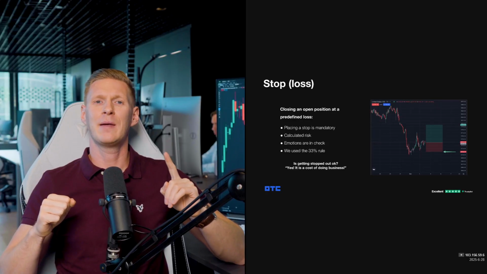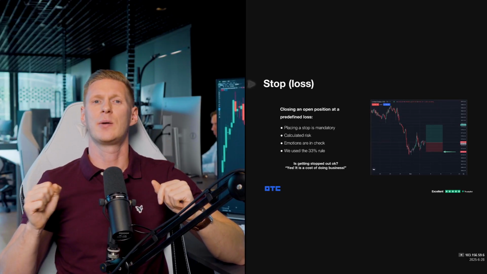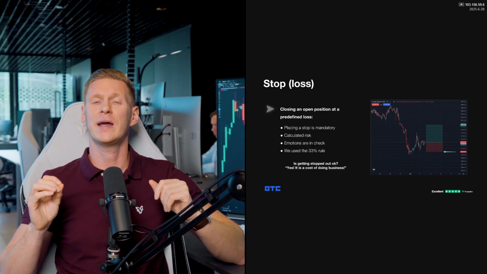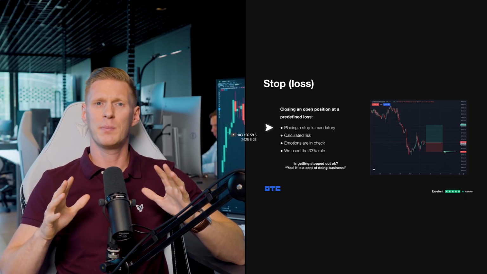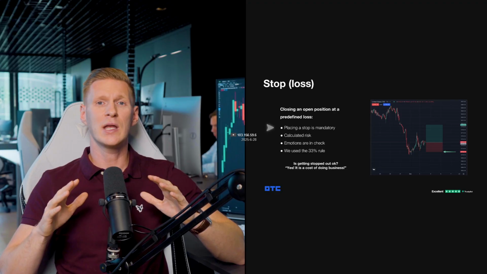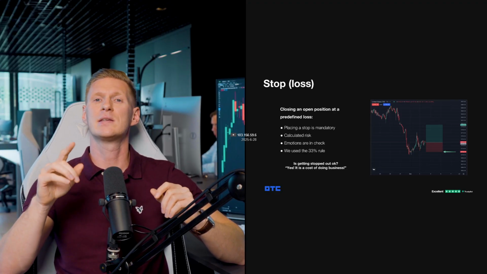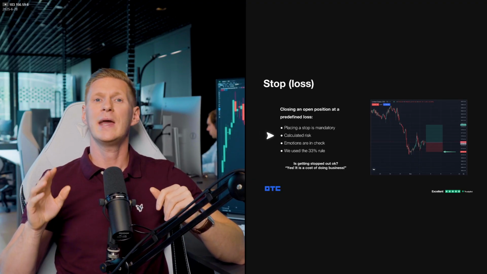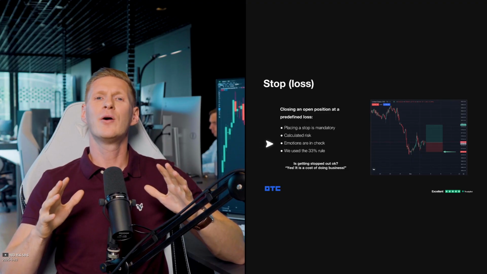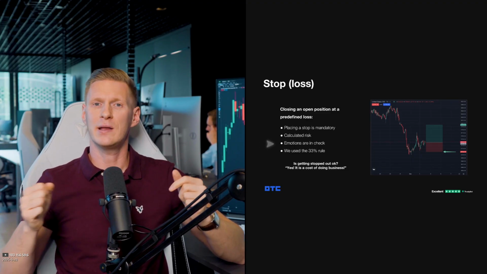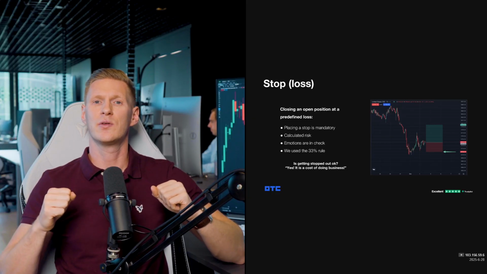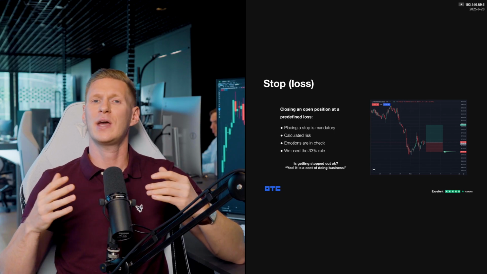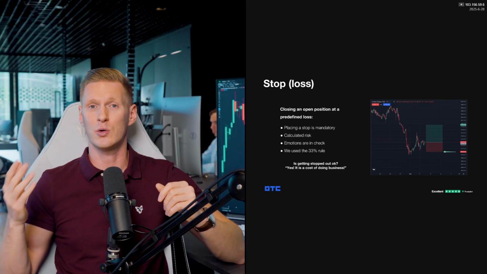The first key element of any trade is a stop. This is where we close an open position at a predefined loss. Rule 1. Placing a stop is non-negotiable. Every trade we take will have a stop, and here's why. A predefined stop manages risk with precision and keeps emotions in check. When you know the maximum loss before entering the trade, fear is reduced, and you can make rational decisions. Ideally, the potential reward should always outweigh the risk.